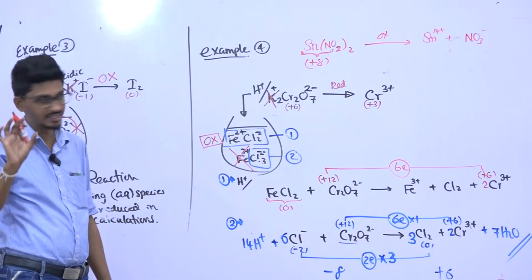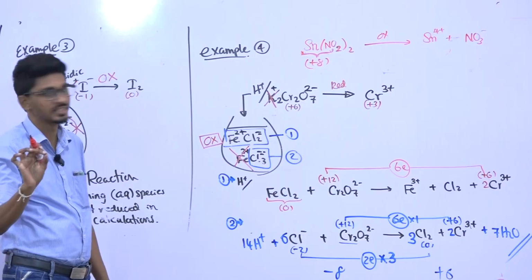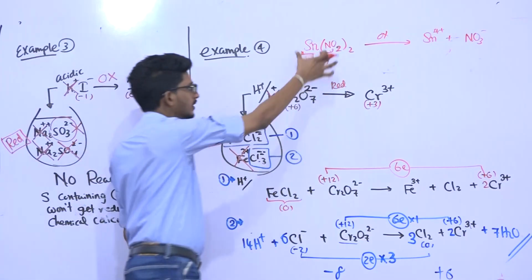The summation of oxidation states of all the tin and nitrogen in this compound is +8.